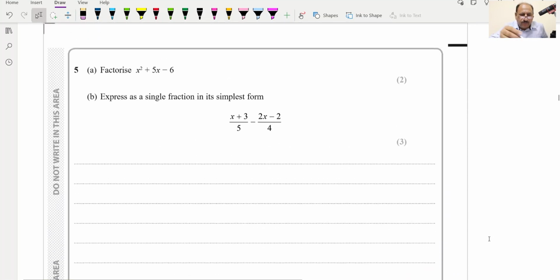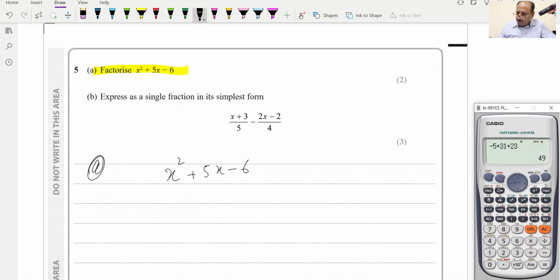Now question number 5, this is like factorization. We have to factorize the first expression which is given, and part a we can solve over here. So I will copy the question, x square plus 5x minus 6, and we can use the calculator for factorization. Mode 5 3, coefficient of x square is 1, coefficient of x is 5, and constant value is minus 6, and this is giving us 1 and minus 6.